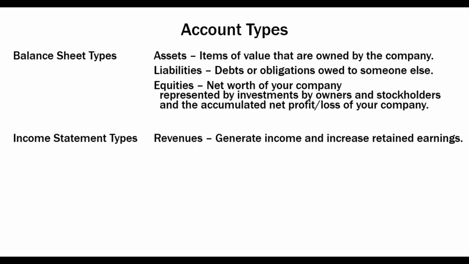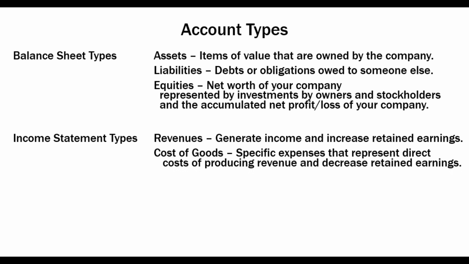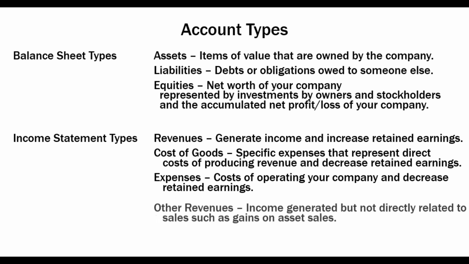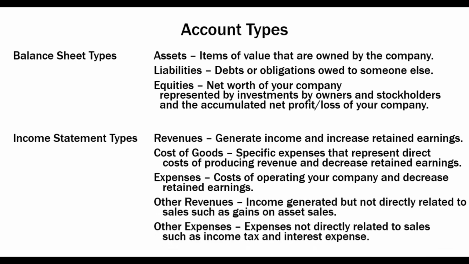And then on the income statement account types, we have revenues that represent the different ways you generate income, your cost of goods, which are specific expenses that represent direct costs of generating that income, and then expenses, which are the costs of operating your company, and then other revenues and other expenses which are not directly related to generating that income. All of the income statement account types affect retained earnings.